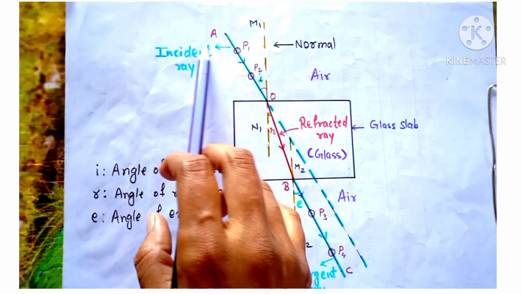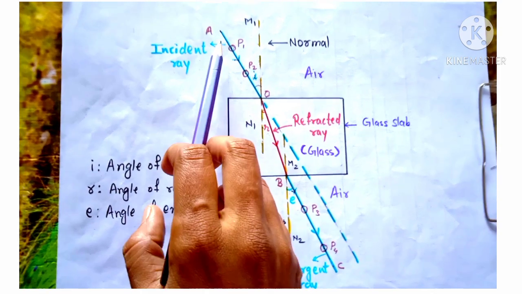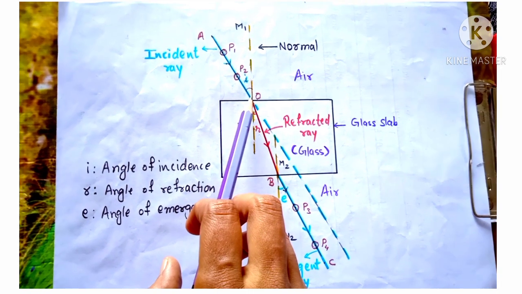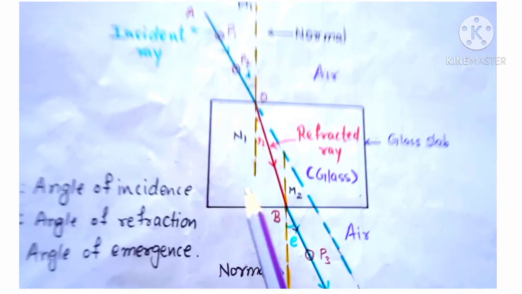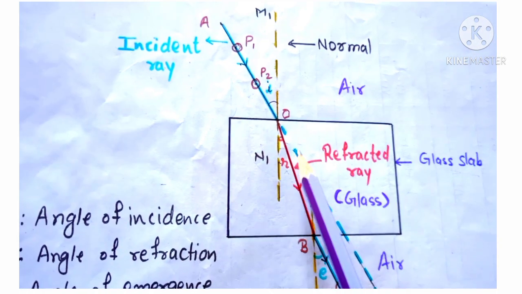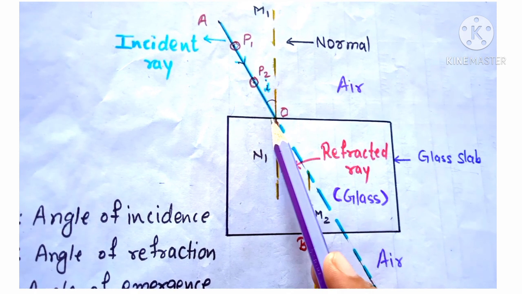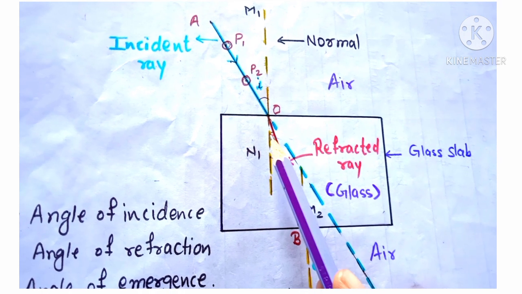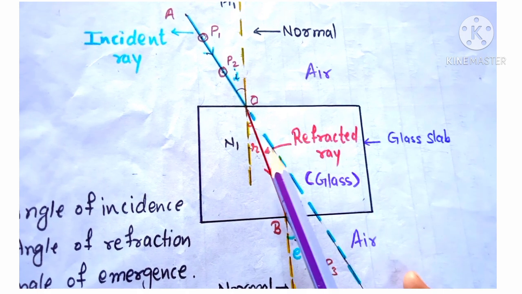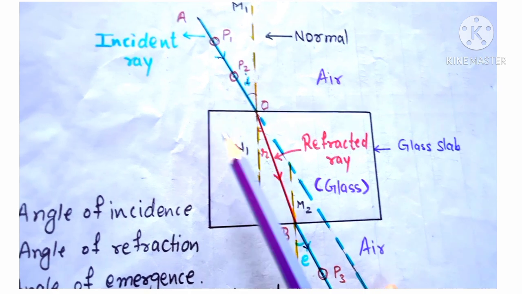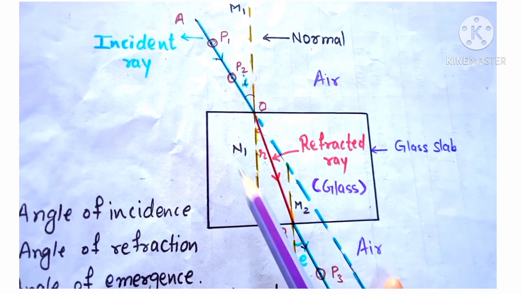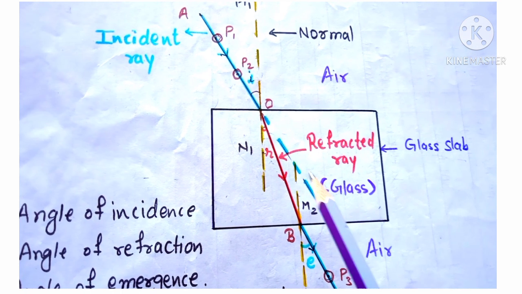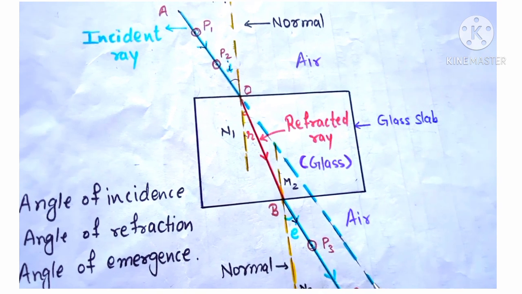This is the incident ray, the rays coming from the pins that we used, incident rays straight. When the rays enter the glass slab, there is a slight diversion. The incident ray gets bent towards the normal. See, it moves towards the normal. This is the refracted ray. If there is no glass slab, then the ray must have passed like this. The blue shaded line is the actual path of the incident ray.